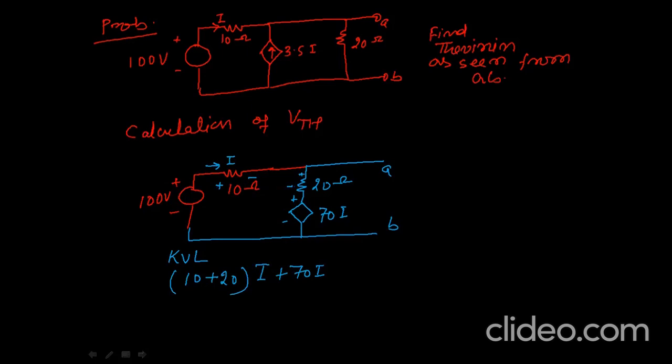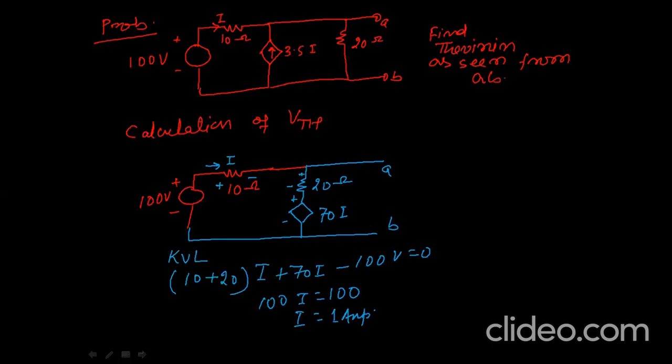So like this, entry point is positive, so positive 10I, entry point is positive, positive 20I, entry point is positive, positive 70I, and this is my entry point is negative, so 100 volt equal to 0. So we can find I equal to 1 ampere. 30 plus 70, 100. 100 I equal to 100. So I will be equal to 1 ampere.